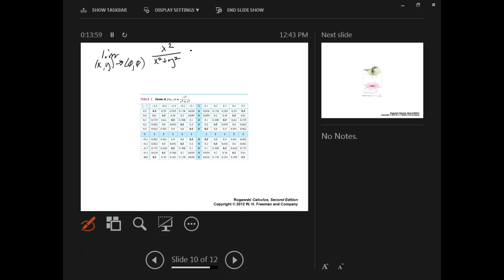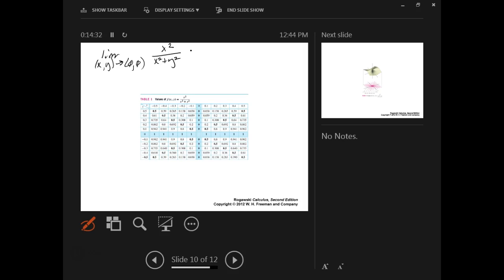0 over, whatever y is. But whatever it is, 0 over any number is 0, except, of course, where y is equal to 0. So coming down the y-axis is 0, and coming up the x-axis is 0. So you see, depending on which way you come, along the x-axis the limit would be 1, along the y-axis the limit would be 0. Can't happen. Okay?